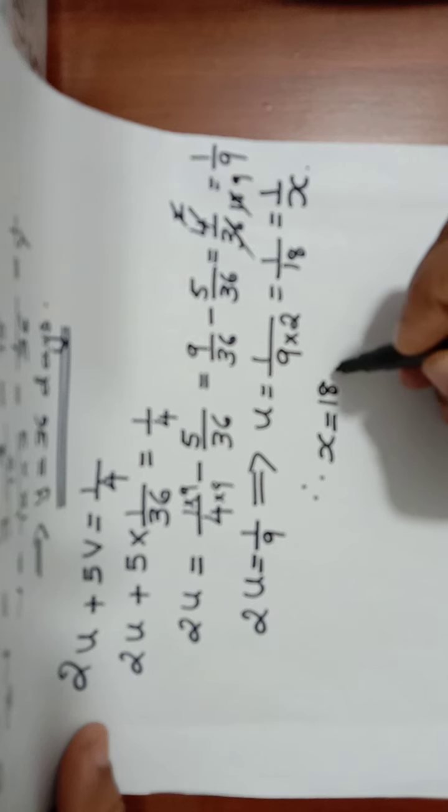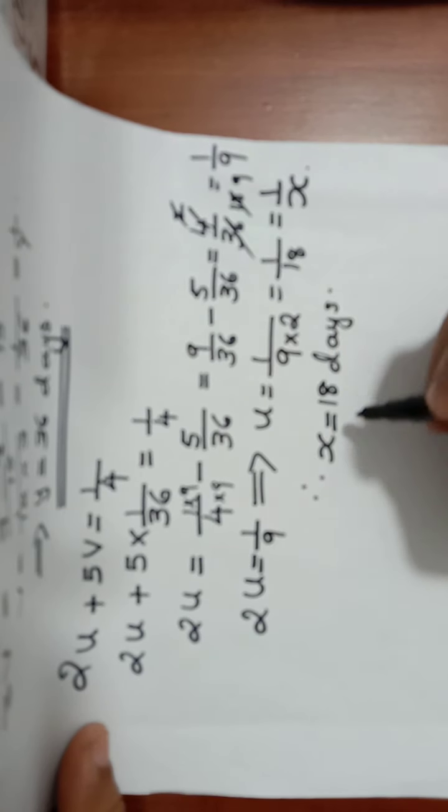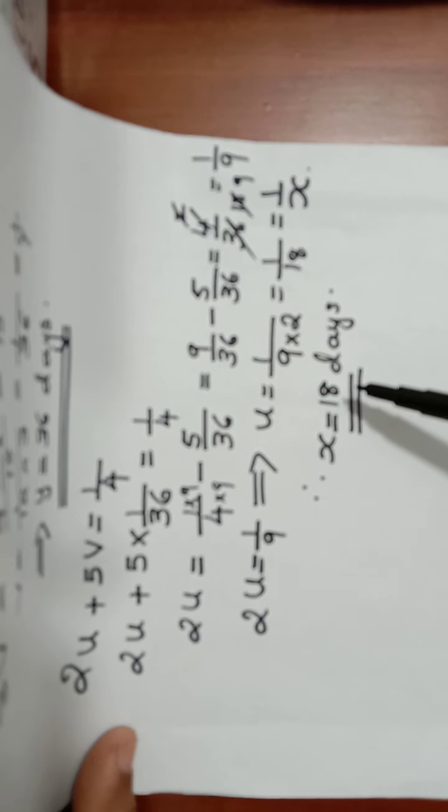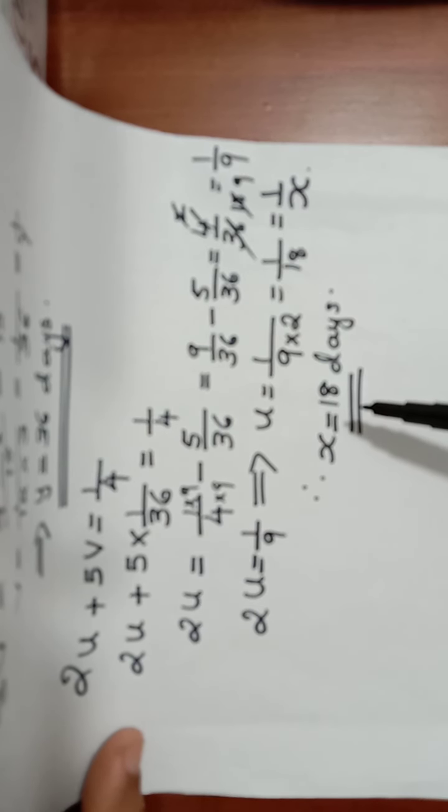18 days. So write it in words, all of you. Time taken by one woman alone to complete the work equal to 18 days. Time taken by one man alone to complete the work equal to 36 days. That's our question. With one more question we will be completing today's portion.